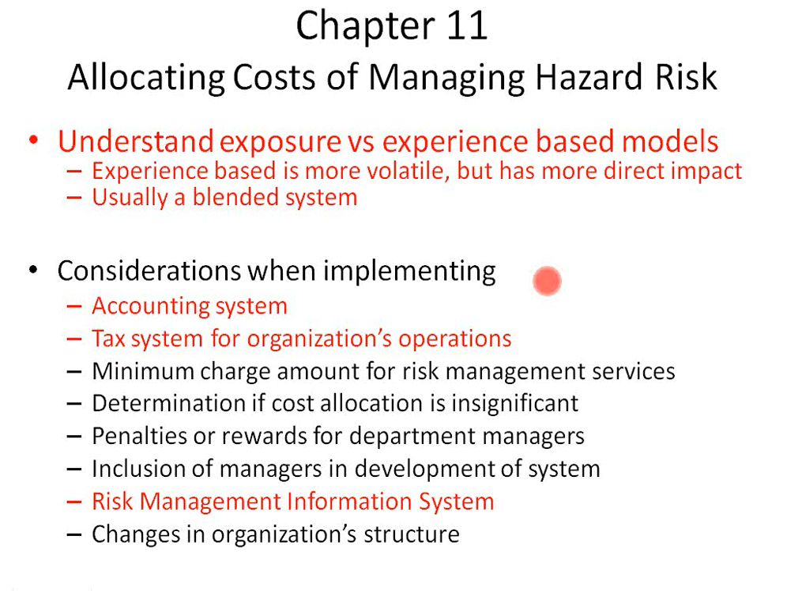And then lastly, the consideration when implementing from an accounting system. As we talked about with a claim cost allocation system, the challenge you're going to have is you need to make sure that your accounting system can even do it, because it will take significant administrative support to work out the formulas. Also how it's going to affect the tax system for the organization's operations, and then finally the risk management information system. You want to make sure that those systems will talk to the accounting system, which will certainly be part of that as well.